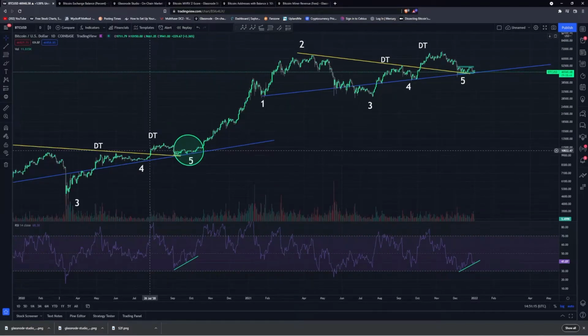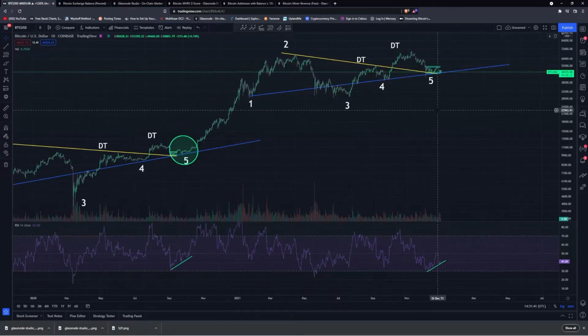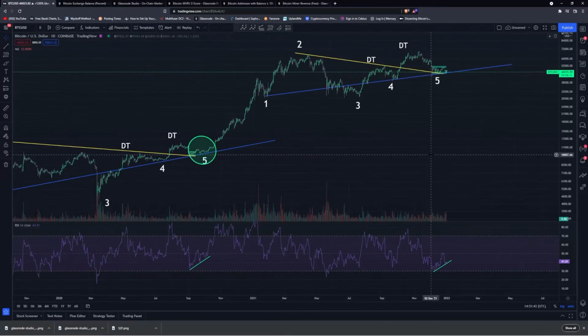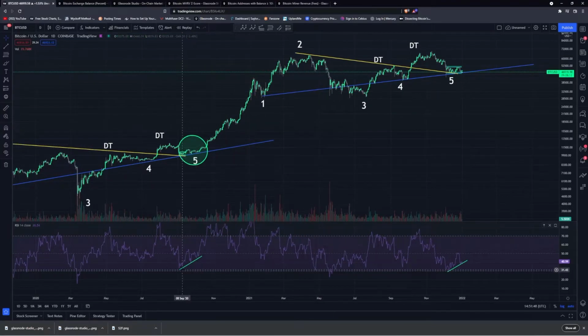Our second distribution top goes and flips this resistance now into support. We get that initial test after the breakout. We have some consolidation and we have this kind of slow grind up into our parabolic move. And then we have the same exact thing here. We have our second distribution top, breaking of that resistance. Now we're getting the retest of support, finding the exact same support at this ascending trend line, which is exactly what we had here, on both points on 5.